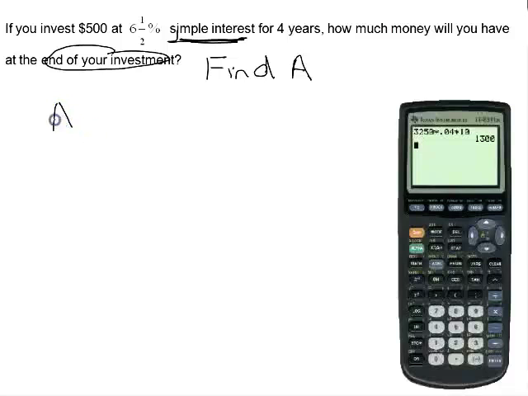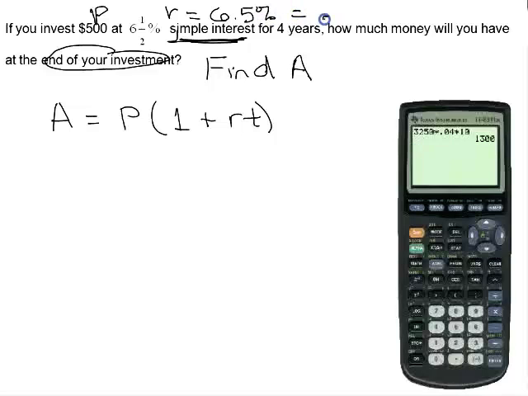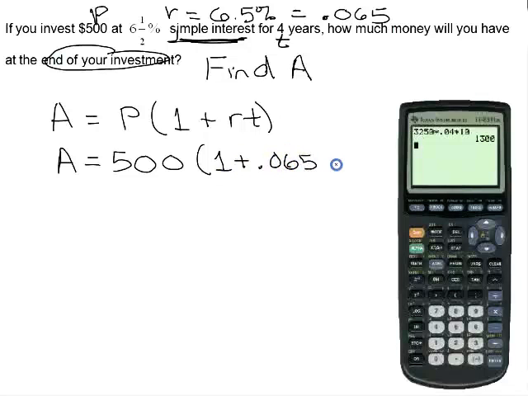Well, for simple interest, the future value A is equal to the principal times parentheses 1 plus the rate times the time. Well, we know what we invested. What we invested, our principal, is $500. Our interest rate, 6.5%, in decimal form is 0.065. And then here's our time, 4 years. So the amount of money we'll have at the end of the investment is the $500 we invested times the quantity 1 plus 0.065 times the 4 years.